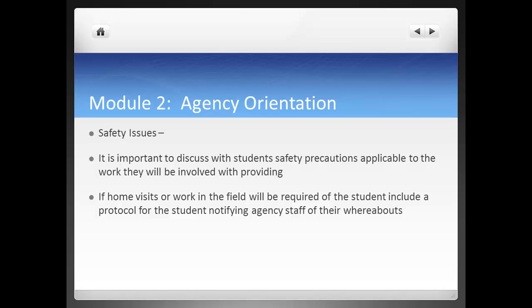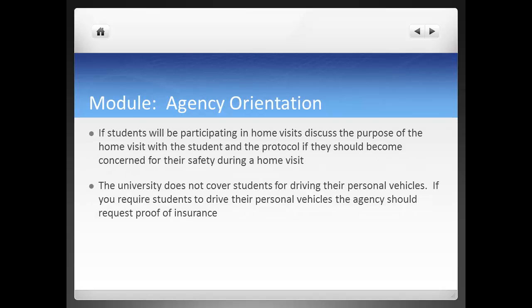If they find themselves in a situation where there are some red flags appearing, they're uncomfortable, they're concerned about their safety, really role-playing with them what they would do in that situation, what they might say, and precautions they would need to take in order to remove themselves from the situation.